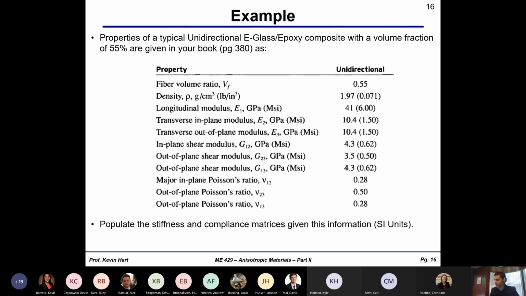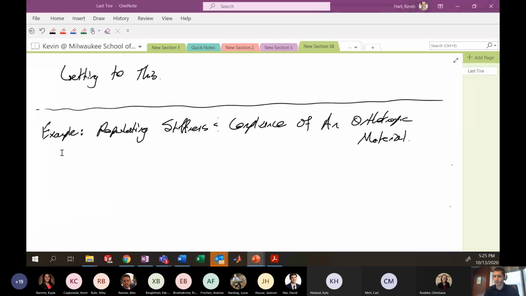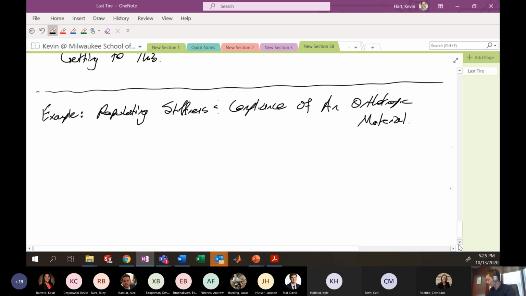Okay, so you can find this example in the slides. Maybe not great to fully copy all of this information down, but let's go through an example where we populate a compliance matrix. Here we're going to work with E-glass epoxy composite unidirectional. So this isn't necessarily orthotropic; it's more specifically transversely isotropic. So I'll bring that in and out as we work through this.